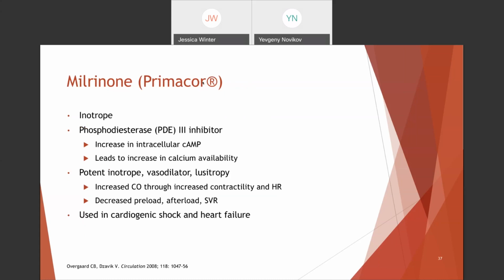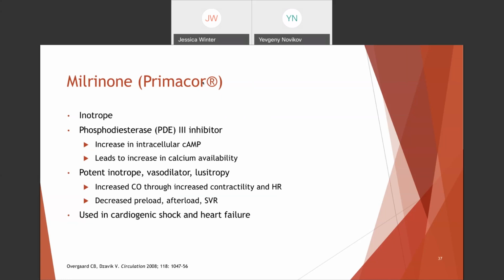Milrinone is brand name Primacor. It is also an inotrope. It increases contractility, inotropy and chronotropy, but through a different mechanism than that catecholamine receptor, that beta receptor. It works by inhibiting phosphodiesterase, which causes an increase in cAMP inside of the myocyte, which basically means you have a lot more calcium inside the myocyte than you used to. And that calcium can go bind to actin and myosin. It can increase contractility of the muscle cell.